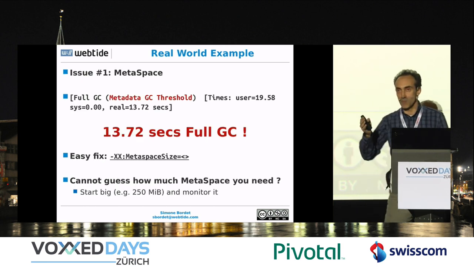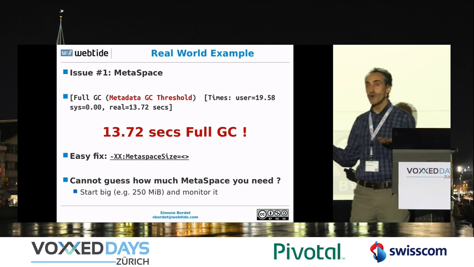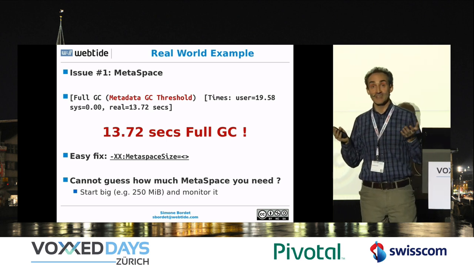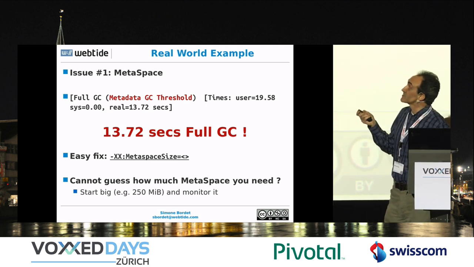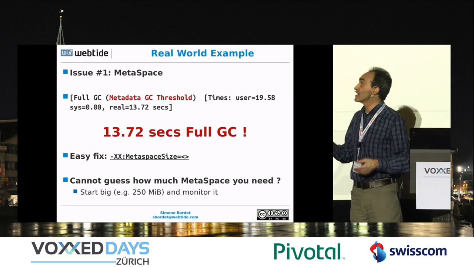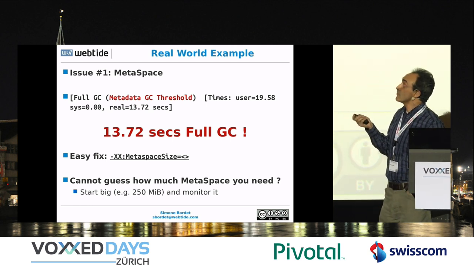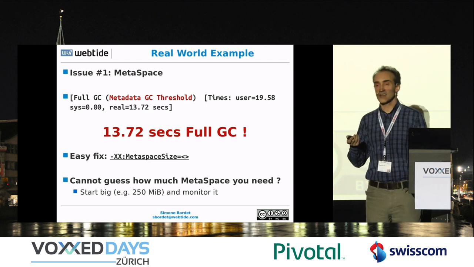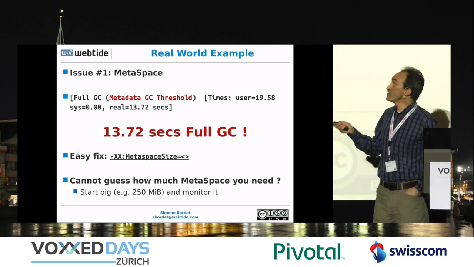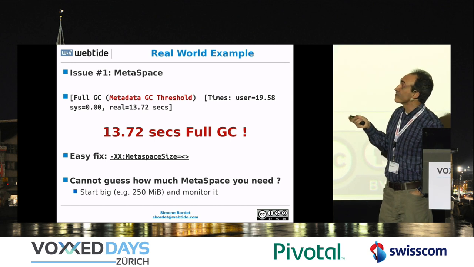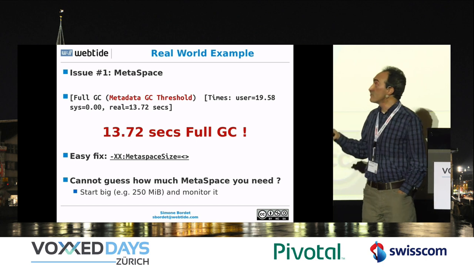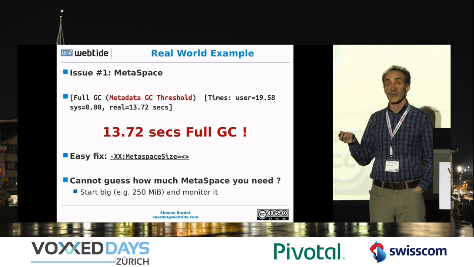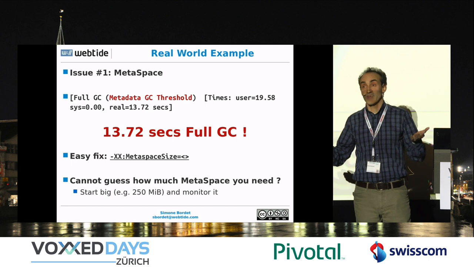The first bump that we hit is that we moved to JDK 8, and the permanent generation is gone. It has been replaced by something called the metadata space, rather than being a permanent generation space. So they just changed the name. And now instead of throwing an out of memory error, it says, okay, I need to expand, so let me do a full GC. And for a web application like this one with 20,000 requests per second, if you stay still for 14 seconds, basically you have an outage.